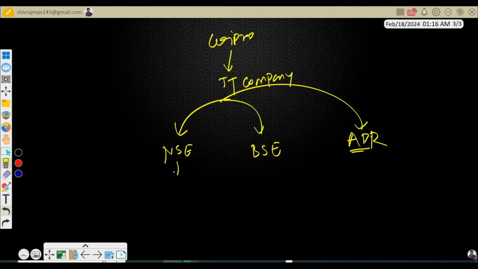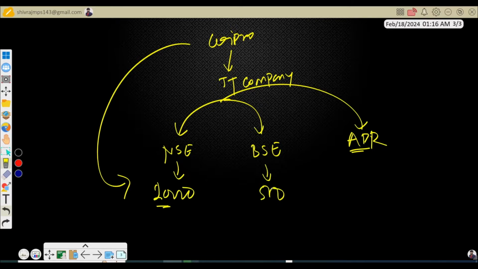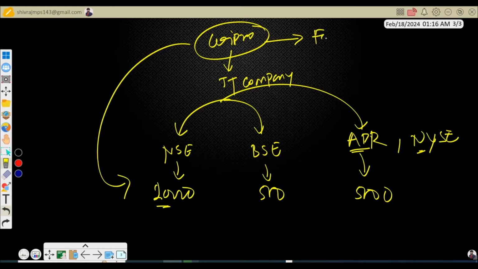So let's say, just to talk in numbers, Wipro company has listed 10,000 shares on NSE, 5,000 shares on BSE, and let's say 5,000 ADRs on the American market, NYSE. Now, Wipro company's main job is to focus on IT, not to focus on the listing of shares and who is buying and who is selling the securities. Is it their main job?